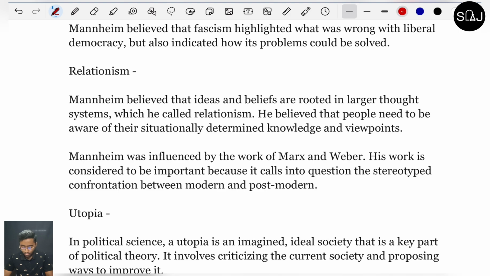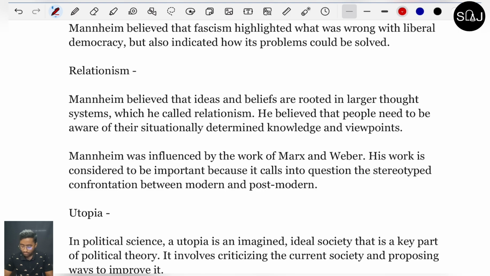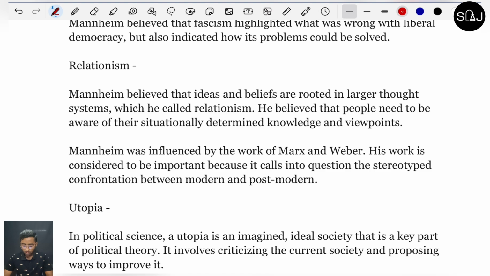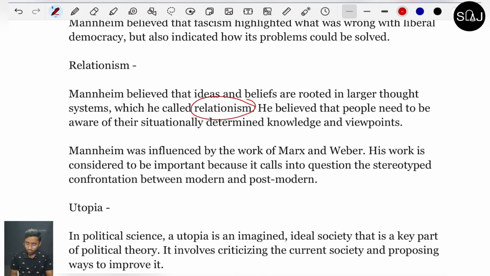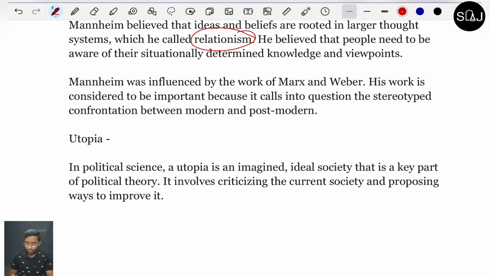Relationism. Mannheim believed that ideas and beliefs are rooted in larger thought systems, which he called relationism. He believed that people need to be aware of the situationally determined knowledge and viewpoints. Mannheim was influenced by the work of Karl Marx and Weber. His work is considered to be important because it calls into action the stereotype confrontation between modern and postmodern.